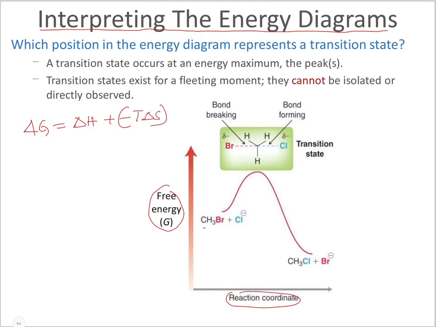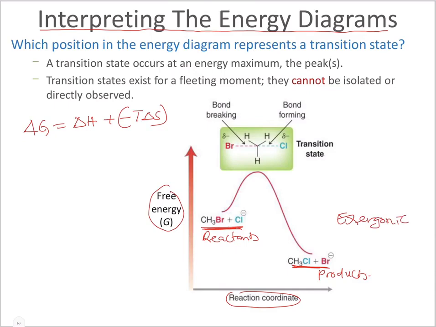So by looking at the reactants and products, we can quantify the change in delta G. Like in this case, the products seem to be of lower energy. When the products are of lower energy than the reactants, we can say that the reaction is exergonic.